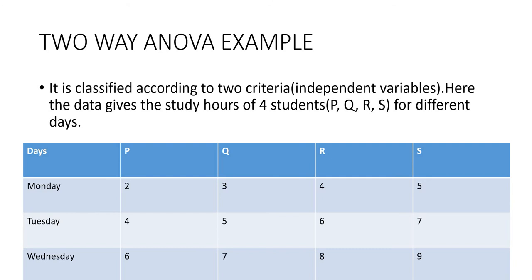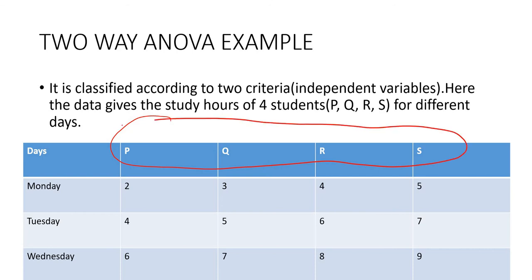This is a two-way ANOVA example. It is classified according to two criteria, that is, two independent variables come into the picture. Here the data gives the study hours of four students. P, Q, R, S are the students, for different days, that is Monday, Tuesday and Wednesday. These are all the study hours, 2, 3, 4, 5.